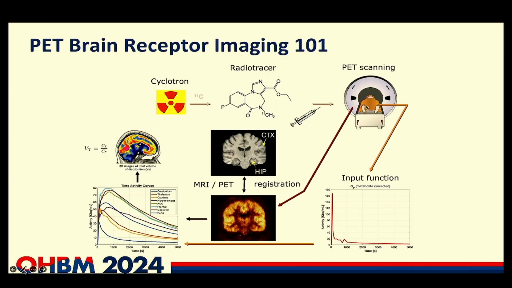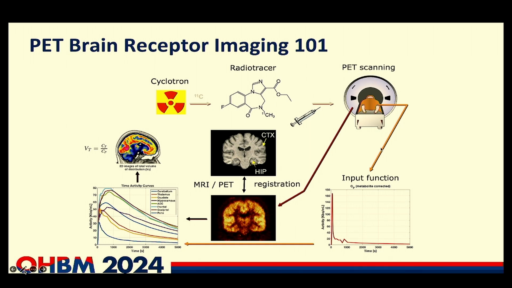All right, so you've all seen this today. Maybe a few others have joined along the way, but just to go very briefly through the process: PET brain receptor imaging 101, you start with a cyclotron that can generate some tracers. This is just an example of an 11 carbon. It could also be something else like fluor-18. You develop a tracer, you inject it into the body, into a cubital vein here, and then it goes to the brain where it accumulates.